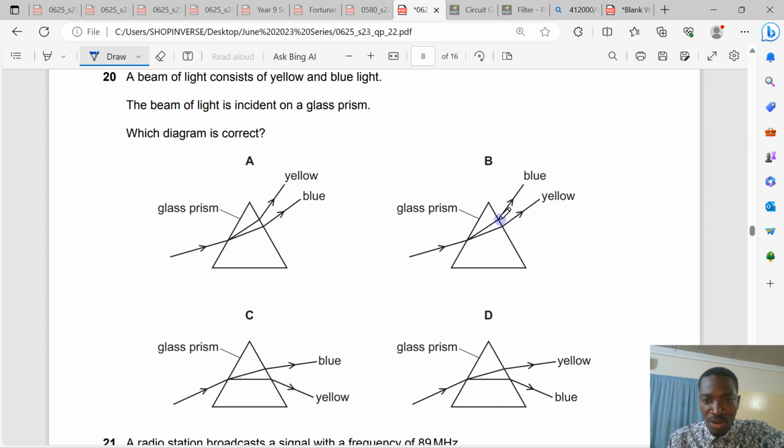There will be refraction upward. No, refraction is refracted downward and refracted downward again. So this is not correct. Refracted downward and downward again. That's correct. So what will be the first color here?